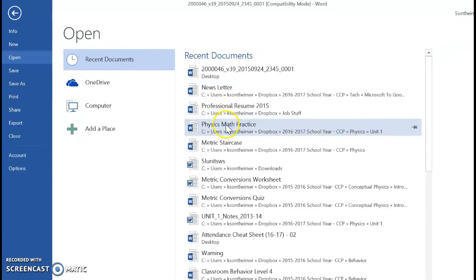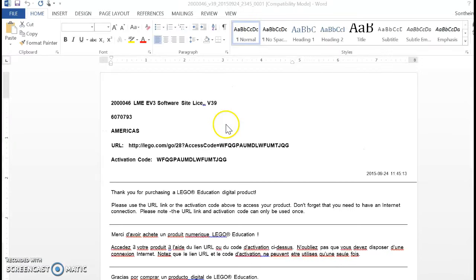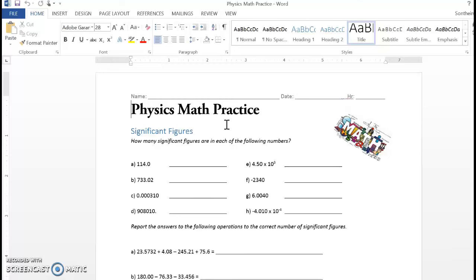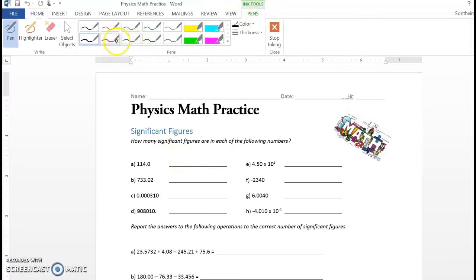Newsletter. Physics math practice. Here we go. Okay, so we're looking at this math practice here. Let's practice with this one. Pens. I'm just going to draw in here. This one has a decimal place.